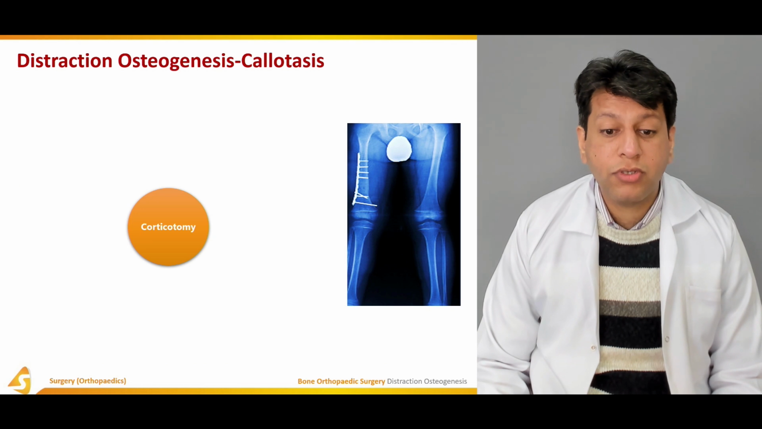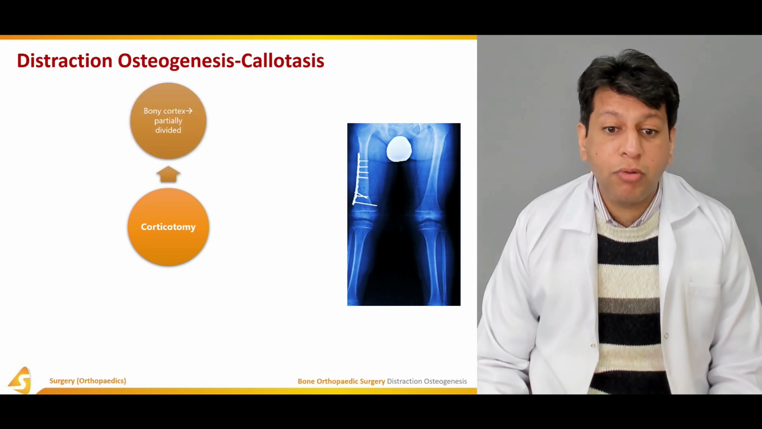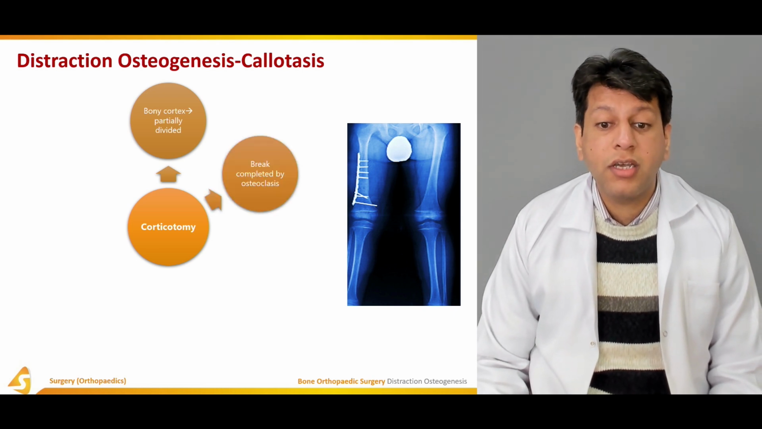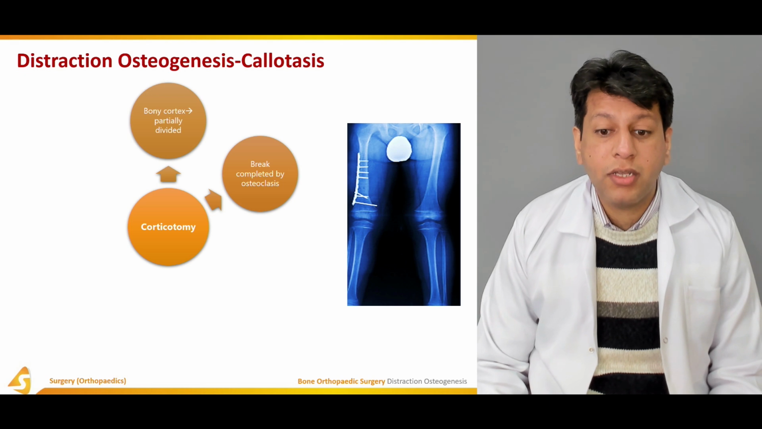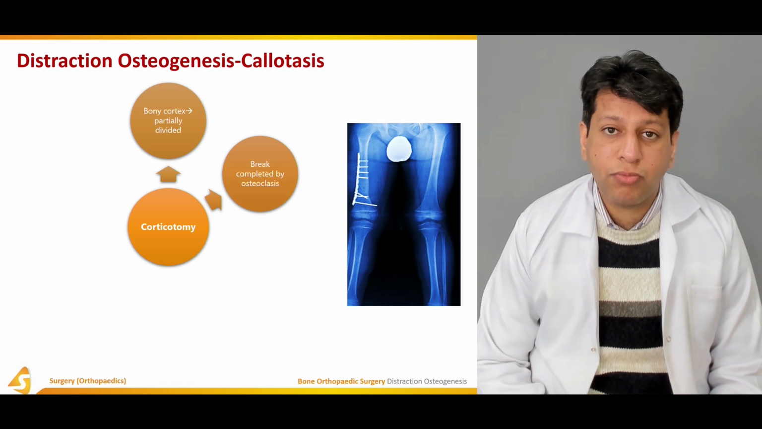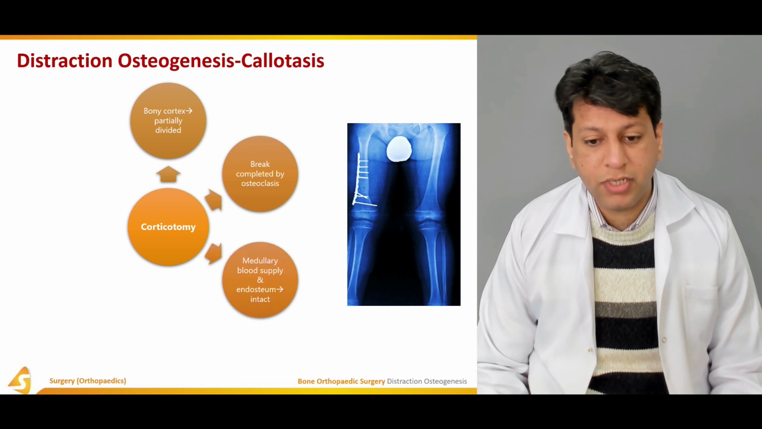So this process is called corticotomy, that is breaking of the bone. A normal bone cortex has to be partially divided. Why is this done? The break is completed by the use of osteoclasis. If we do not break the bone, we cannot ask the bone transport to regrow over it. Therefore, initially the corticotomy has to be done.